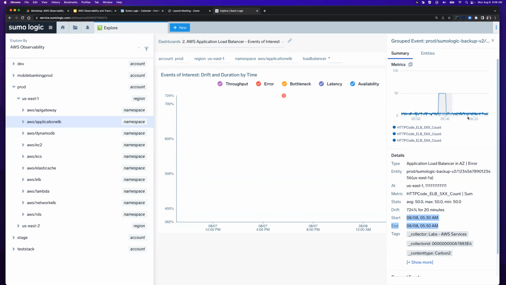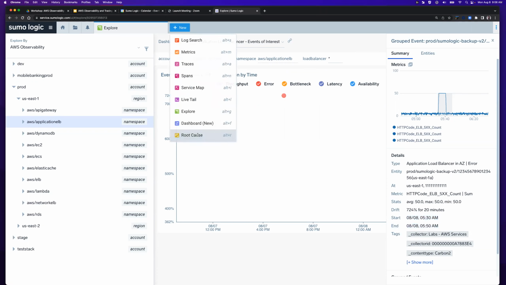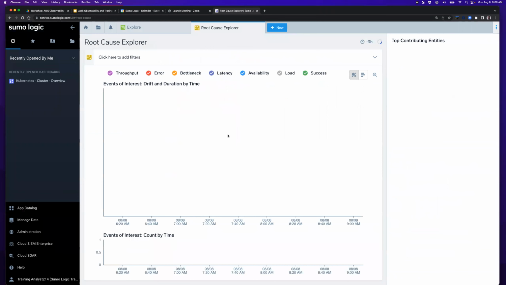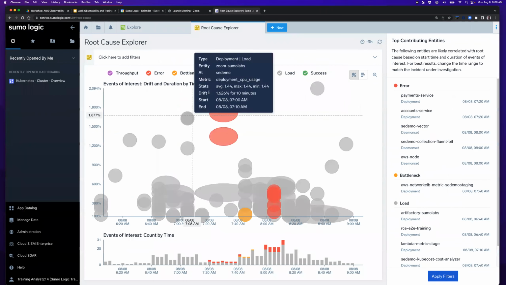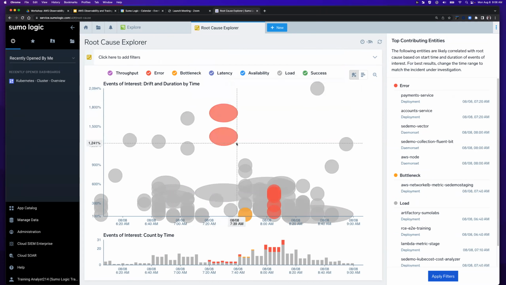Now, what I'm going to do next is go into Root Cause Explorer, and I want you to join me. So we're going to go to plus new, and we're going to go to root cause. It might take a moment to load. Actually, it should take a moment because it's looking at all the data that has previously occurred and looking for these abnormalities, these spikes, things like that.